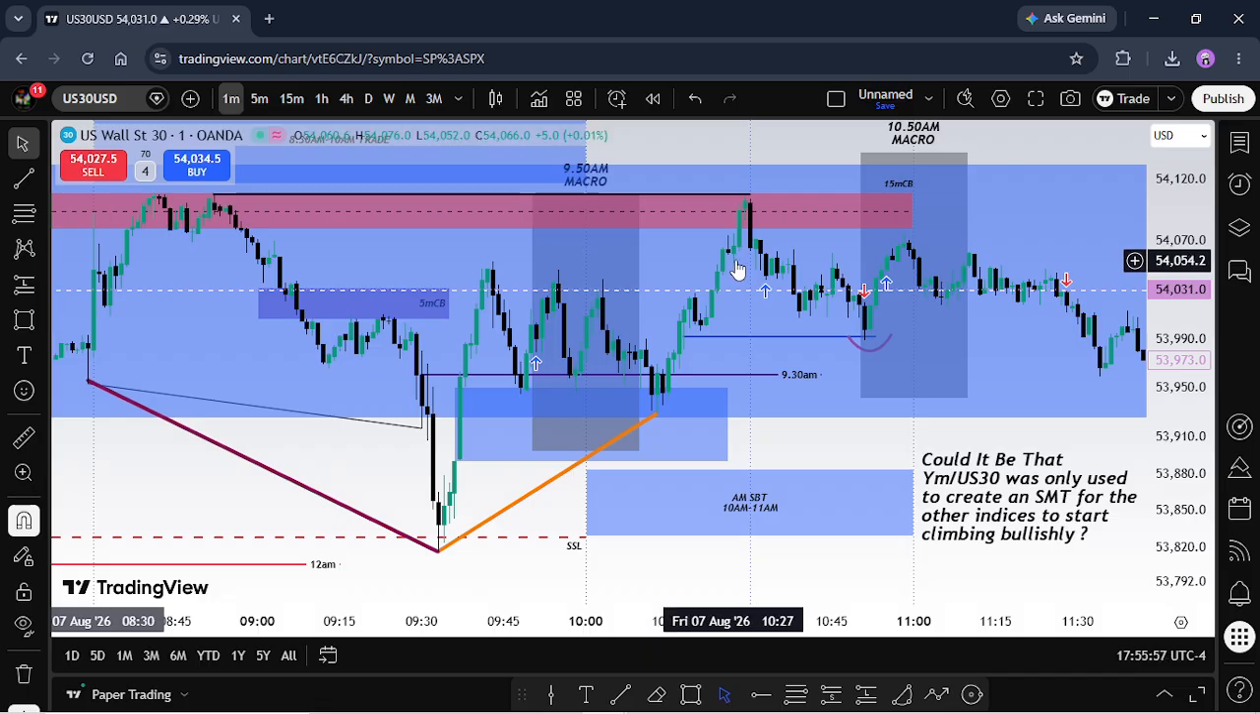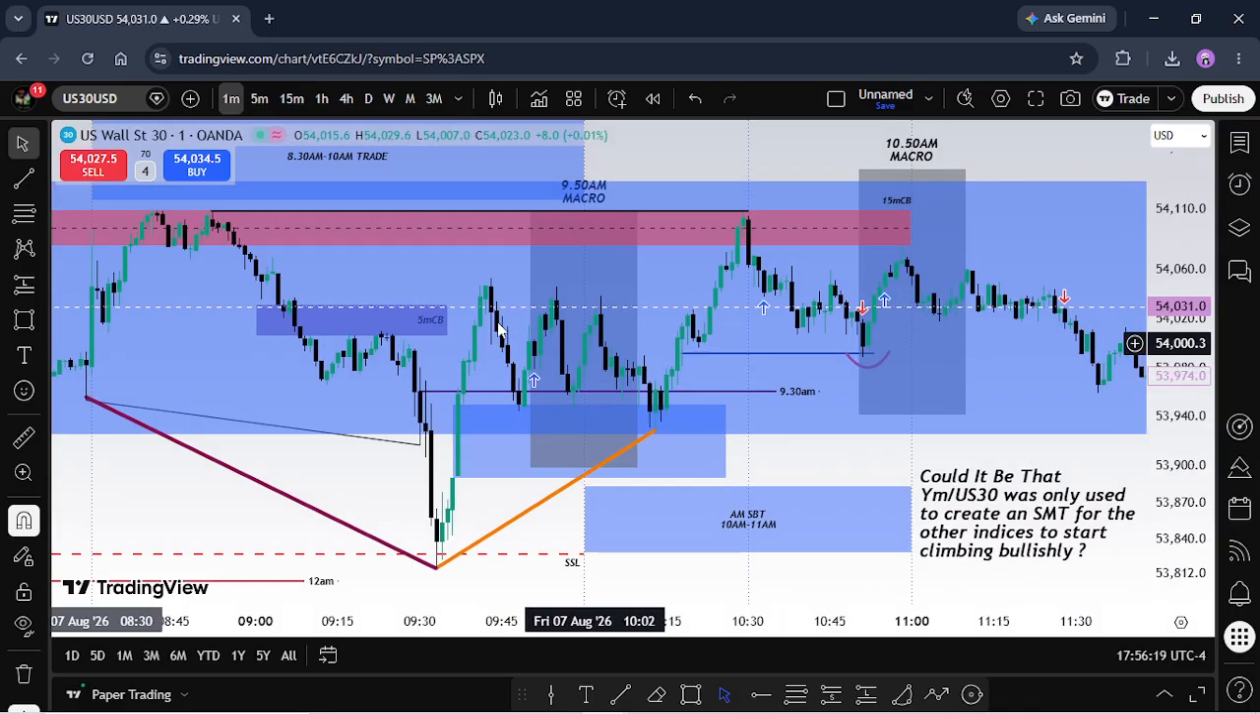Beautiful setup. I don't know if I call this one live, right? This was actually supposed to be a beautiful last minute entry. Enters here and then it stops short of that level. Let's look at the 950 macro. Nothing much happened here.